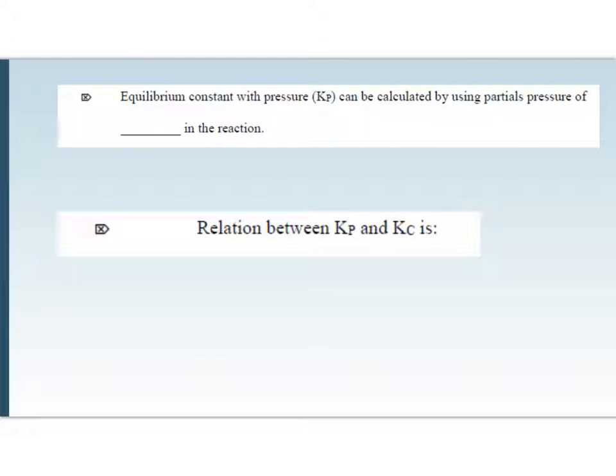Equilibrium constant with pressure, Kp, can be calculated by using the partial pressures of gases in the reaction. For that decomposition reaction, it's going to be the pressure of nitrogen dioxide squared over the pressure of nitrogen tetroxide. Or on some occasions, you're going to be given the value of Kc only, and you will be asked to find the value of Kp.